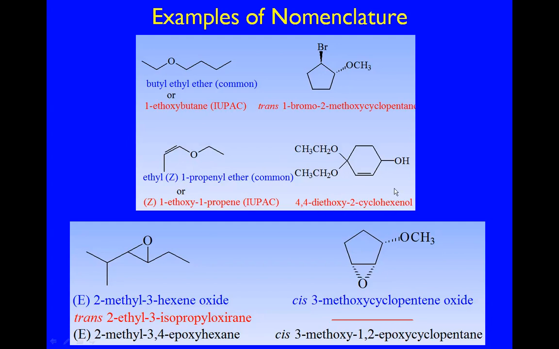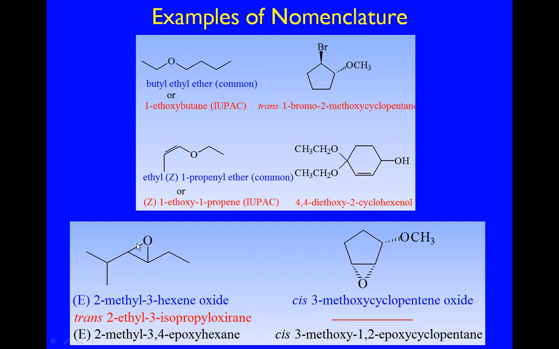Diethoxy-2-cyclohexenol. 2 ethoxy groups, and there is a cyclohexenol. So it's kind of IUPAC nomenclature. This is not quite a diether, so it's kind of an acetal functional group, but nevertheless they can name this as a diethoxy compound. Okay, and here is an epoxide.